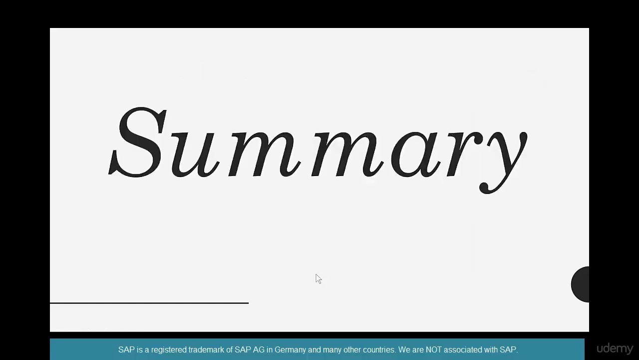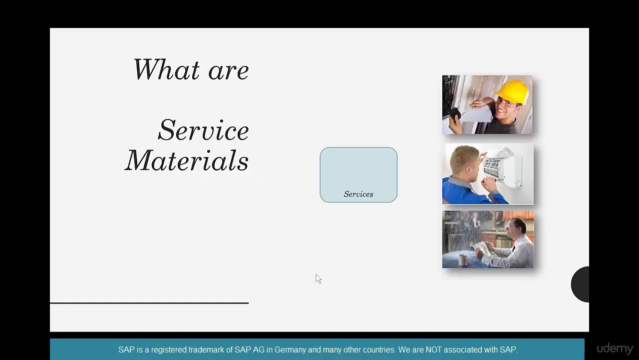All right, it's time for summarizing what we have learned about services. What are service materials? As opposed to physical goods, services are rendered for your company by a vendor. Examples of services are electric services, heating services, plumbing services, or baking services, any kind of service that's rendered for your company by a vendor, as opposed to physical delivery of goods.